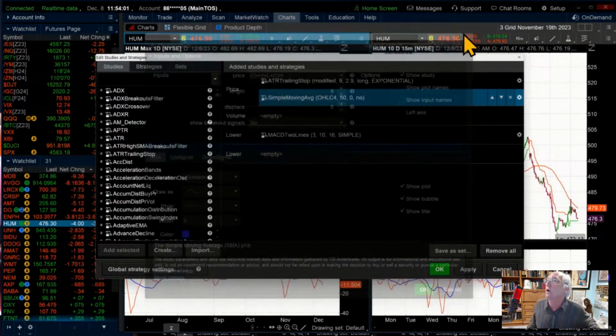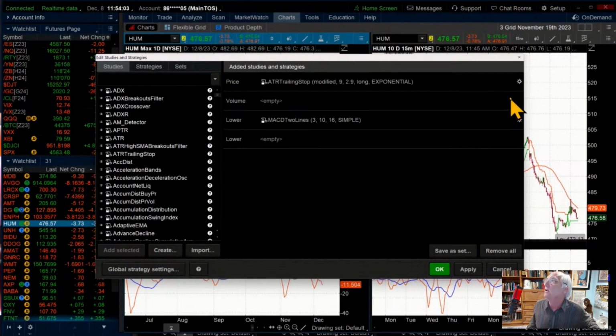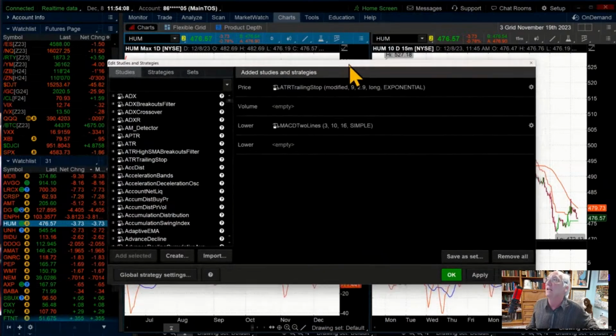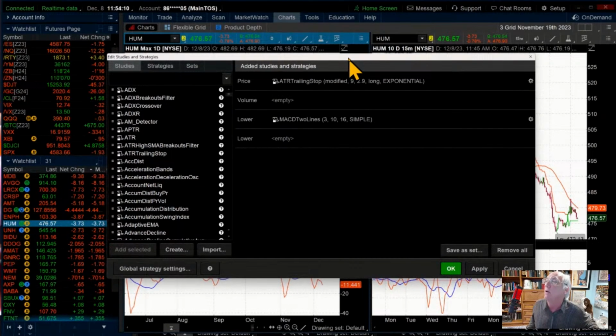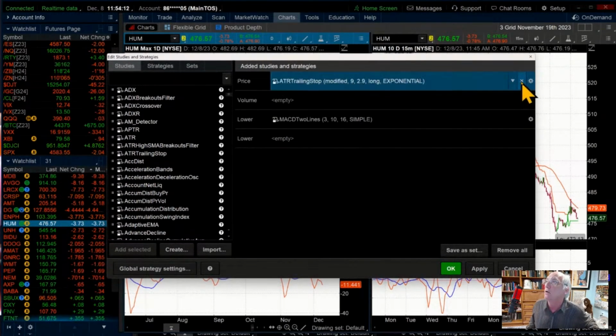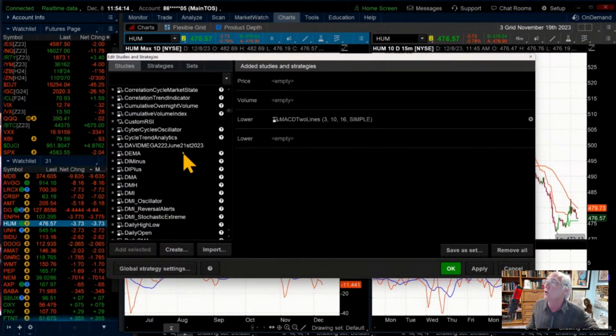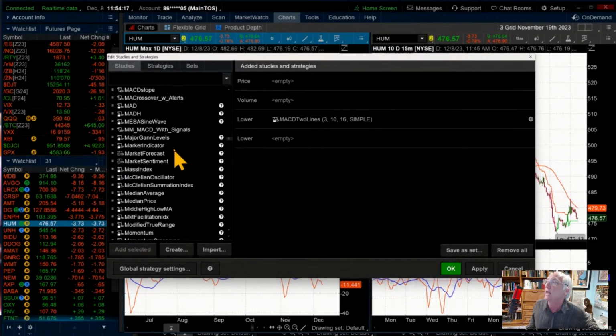It's not going to let me do it. Let me add the 9 EMA. All I'm saying in here is bear flags at least have some of the momentum start to fall apart. So let's just go. I'm just going to put moving average exponential.